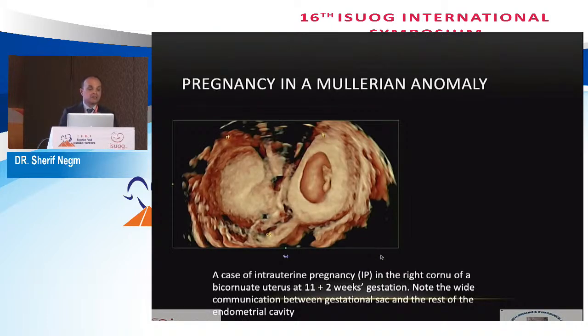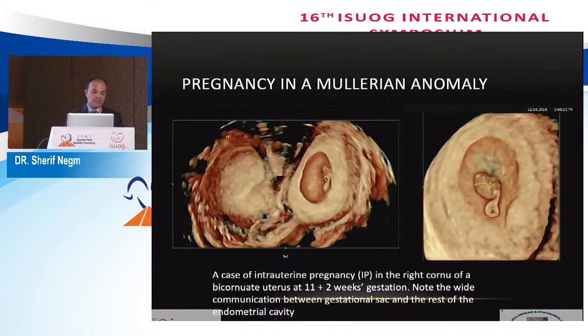This slide is just to remind you that Mullerian anomalies may also be associated with pregnancy. So when you're doing a scan for a very early pregnancy, don't forget to look at the appearance of the uterus. You'll be surprised because some patients may be pregnant in a uterus that has a Mullerian anomaly. As you can see in this case, this was, I think, 7 or 8 weeks, and you can see that this is a bicornuate uterus.